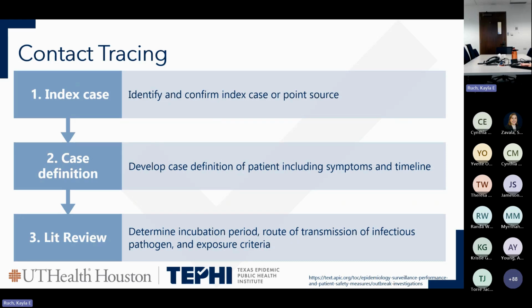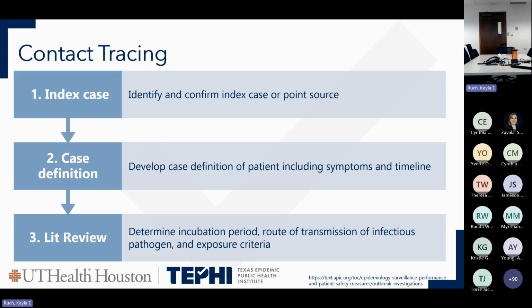And the first step is always to identify and confirm the index patient or the point source. So we have confirmed that step 3 of the outbreak investigation is now step 1 of the contact trace. You have that test result confirming this is pathogen X. So you know that there is a problem in the outbreak, and you're trying to see where infection prevention opportunities have been lacking and identify opportunities for improvement.